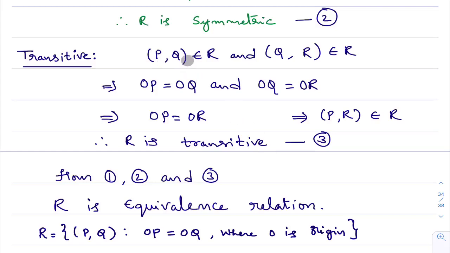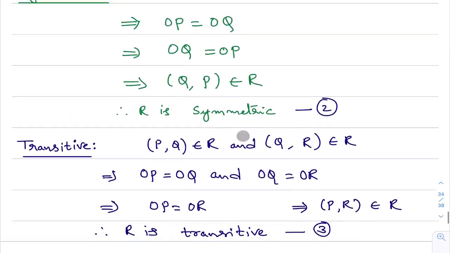The best thing is, in place of P, Q, R you take A, B, C so that you don't confuse this R and this R. A comma B belongs to R, B comma C belongs to R. OA equal to OB, OB equal to OC. Therefore, OA equal to OC. Therefore, A comma C belongs to R. Therefore, R is transitive. Like that you can write. However, if you write like this also no problem, but you have to be clear that this R is a point and this R is a relation.